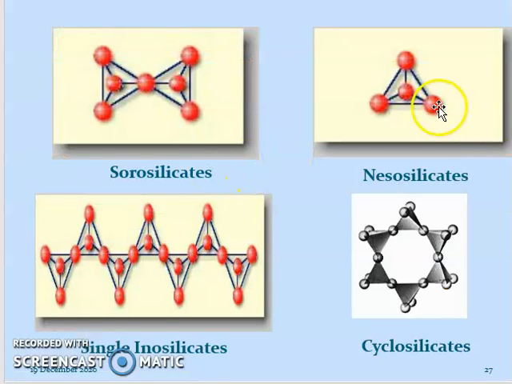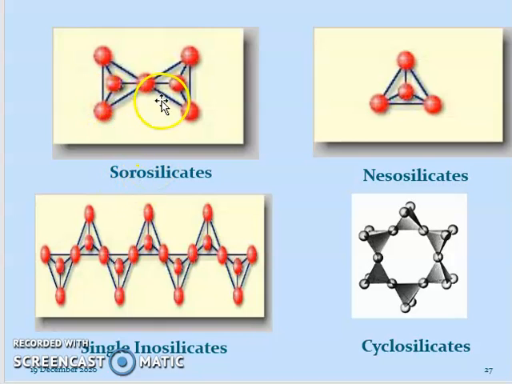The first unit is nesosilicate or single silicate unit. We discussed this unit. I told you 3 on a level and 1 on the top of the 3. The empty space is occupied by silicon.